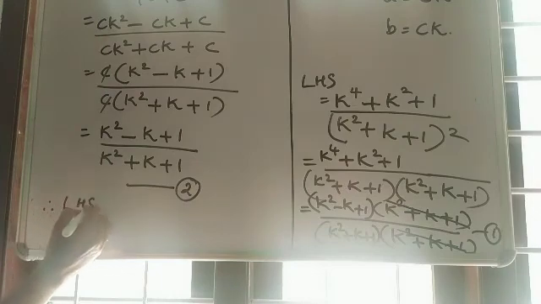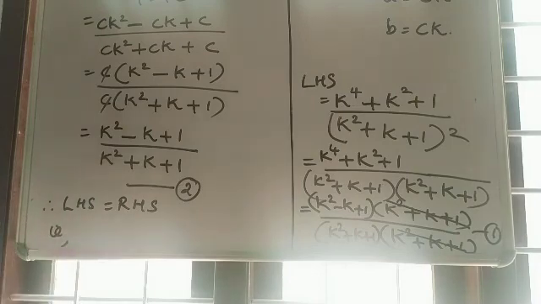Therefore LHS is equal to RHS, that is: a square plus b square plus c square divided by a plus b plus c the whole square is equal to a minus b plus c divided by a plus b plus c.